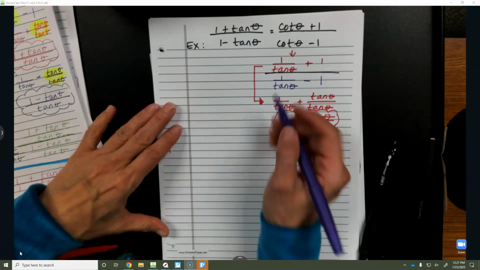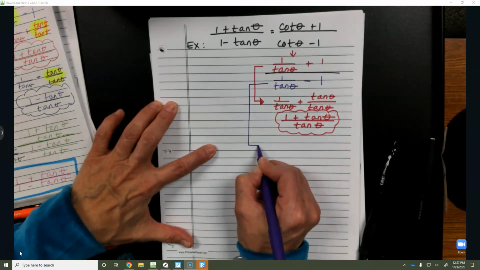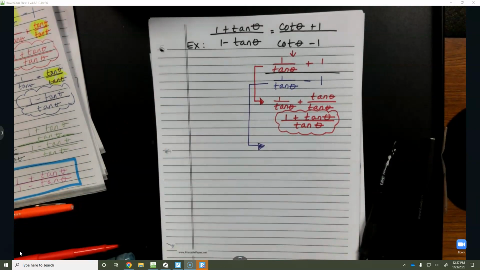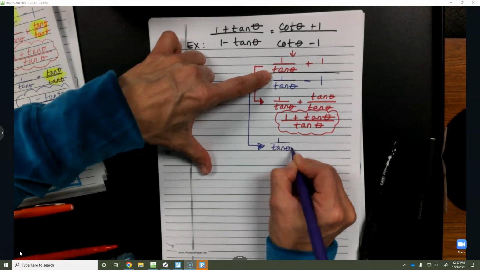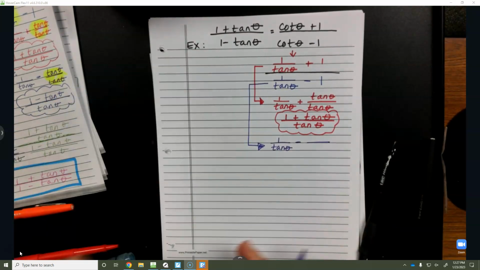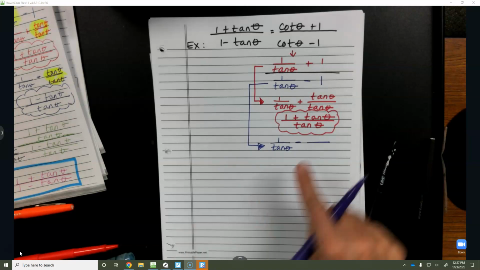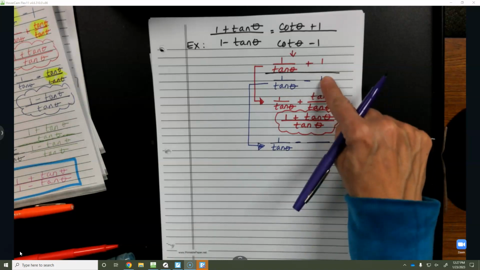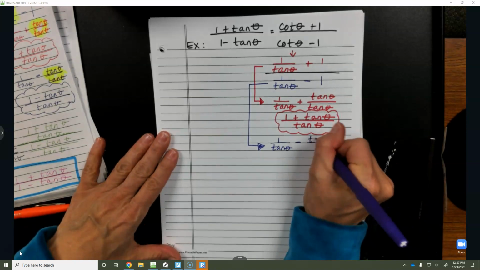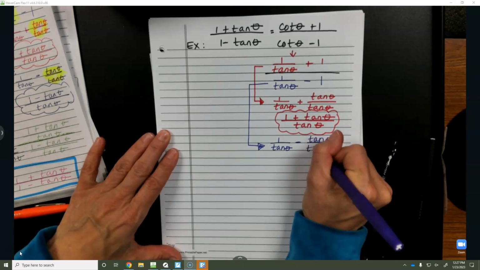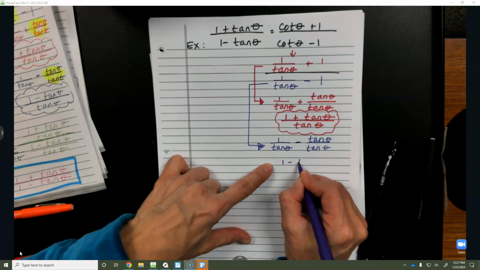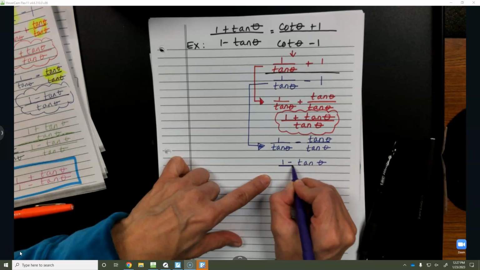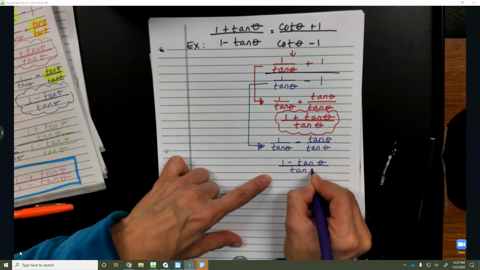I'm going to do the same thing to the denominator. I'm going to go ahead and write the denominator as one term. So this is going to be 1 over tan theta minus what, guys? What does this 1 turn into? Tan over tan. Now that they have the same denominator, I'm just going to put the two numerators together. 1 minus tan theta over tan theta.